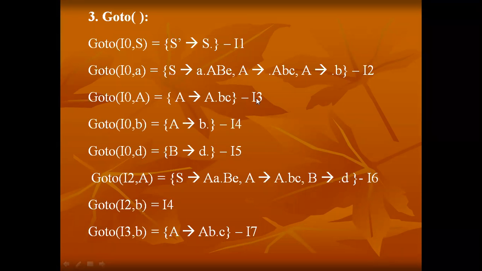Now check in I3. Here in I3, after the dot, what do I have? B. So goto of I3 comma B, and after processing, how does it look? After processing, the production is A tends to A B dot C. Before it is A dot BC. After processing, it is AB dot C.